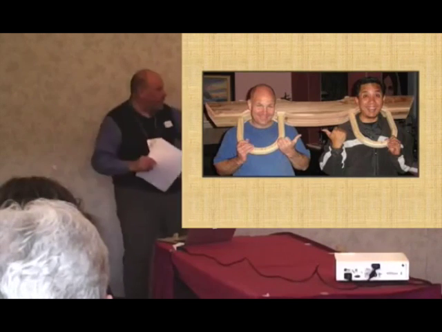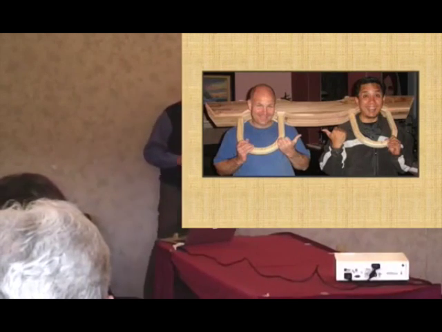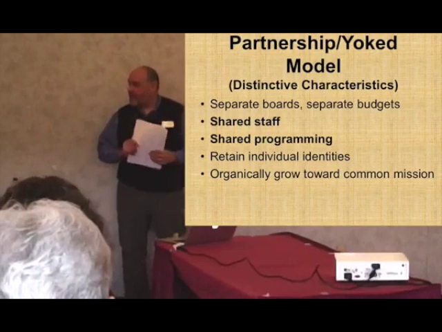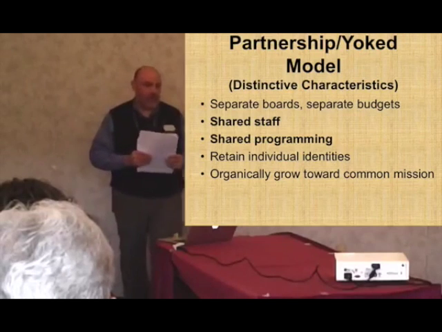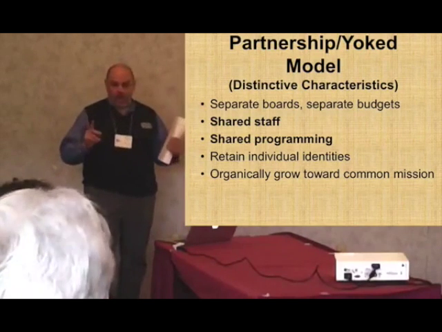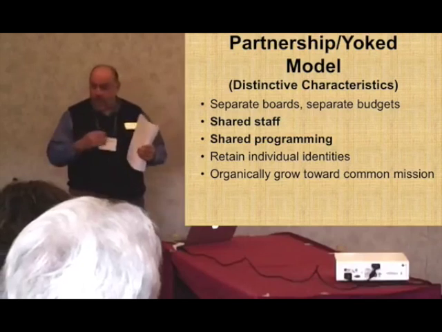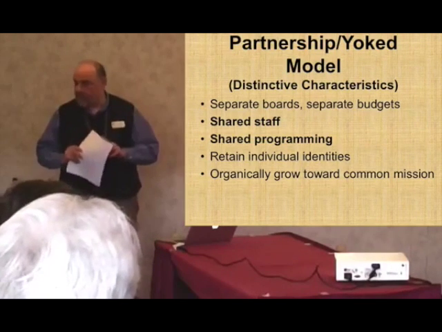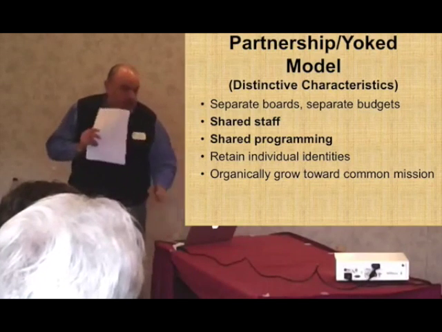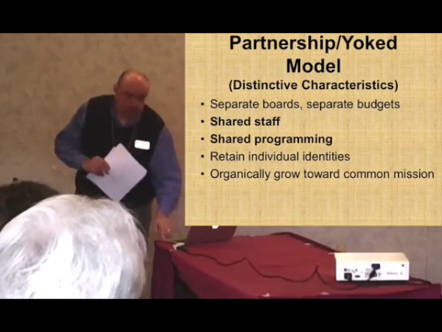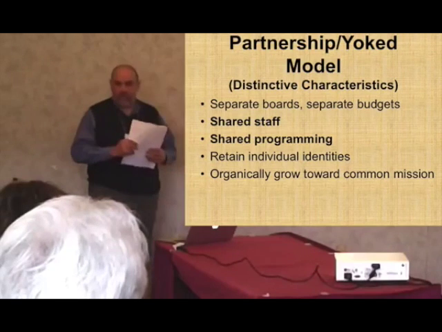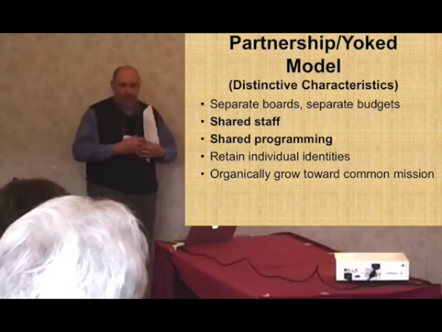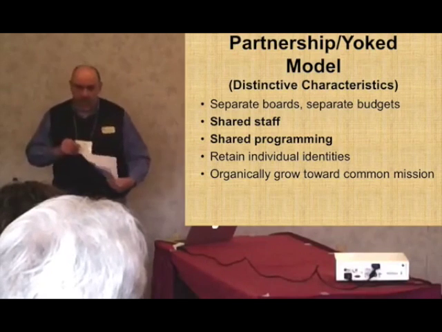As Scott tells me, you can see that these people look different and they may have different characteristics, but they're both pulling in the same direction, which is really a great analogy for the yoke model. This is where two existing congregations come together. Unlike the merger, though, they have separate boards and separate budgets, but they share staff and programming. So they retain their individual identities. One doesn't blend into the other. They maintain their separate identities, but they begin to share resources.